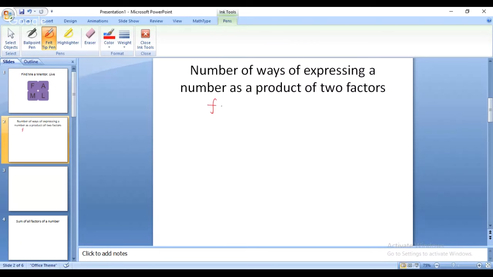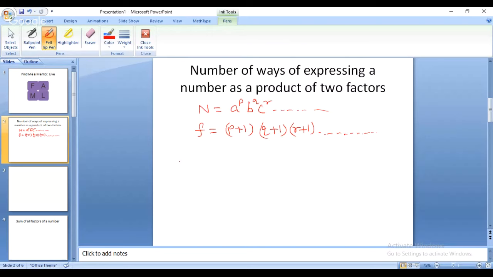We had found the number of factors of a number. We had discussed a number in the form a to the power p, b to the power q, and c to the power r, and so on. And we had found the formula: (p plus 1)(q plus 1)(r plus 1). This was the formula. If you don't know how to derive this, visit my other video which I recorded before this.